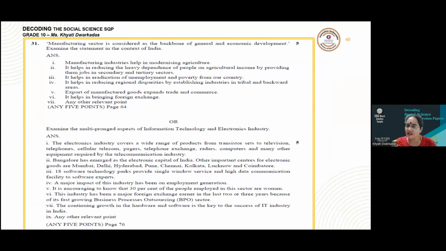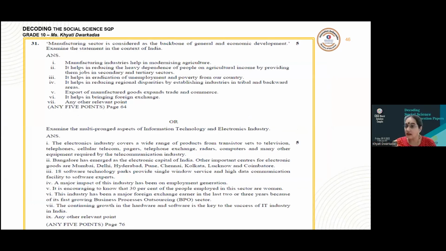Manufacturing sector is considered as the backbone of general and economic development. Again, this is a very clear question for 5 points. In fact, the textbook gives you much more than these 5 random points here. So the students can definitely write 5 very well explained points. And examine the multi-pronged aspects of IT and electronics industry.